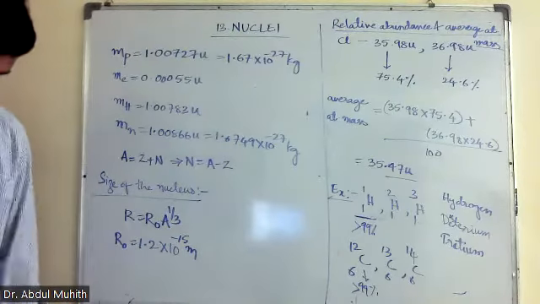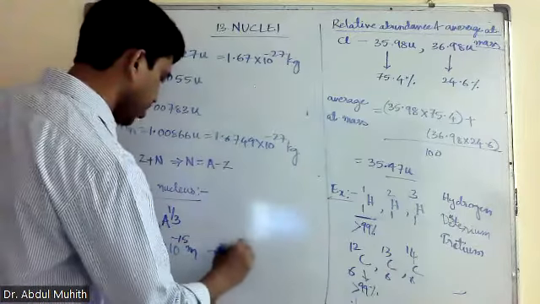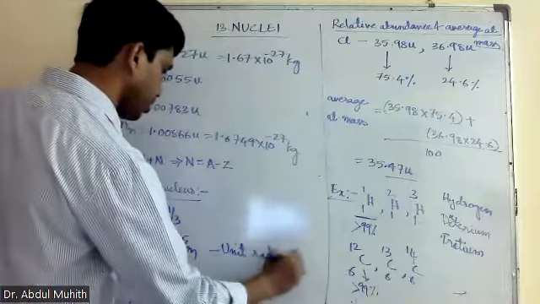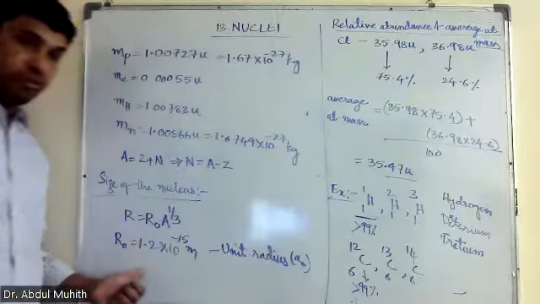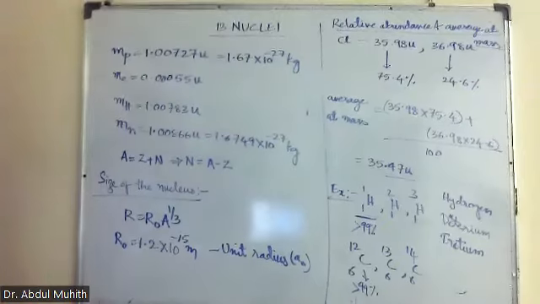R naught is what? Unit radius. The radius of that is also known as unit radius. We studied this in the previous chapter also. It was represented as A0, and A0 is 1.2 into 10 to the power of minus 15. That's the radius of the first orbit.